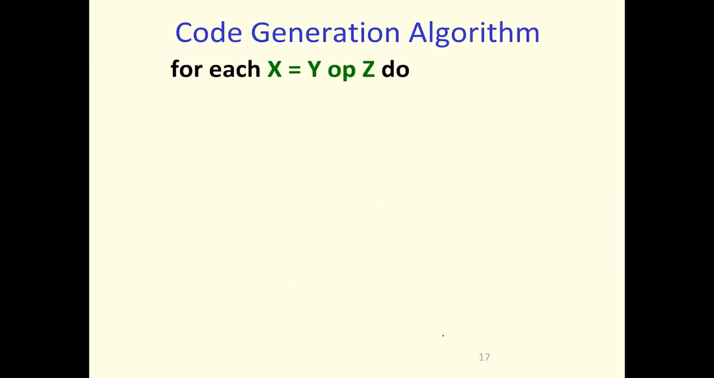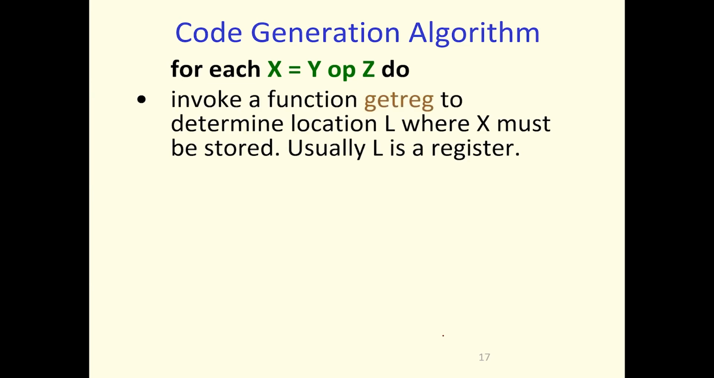Right. So again, we are only discussing x = y op z, because that encompasses other kinds of instruction. If it is just x = y, you ignore the z part. Or if it is x = op y, the same. What we need is a function GetReg, which will determine a location L where x must be stored. So we have this statement, and code generation has to determine where x gets stored.